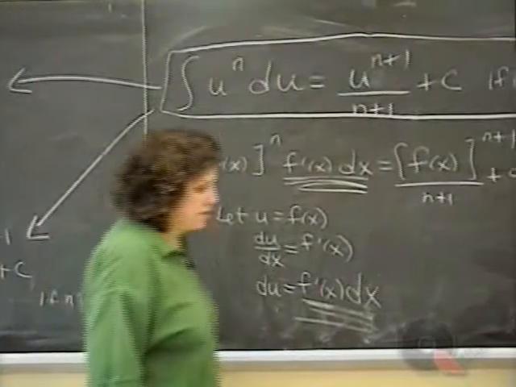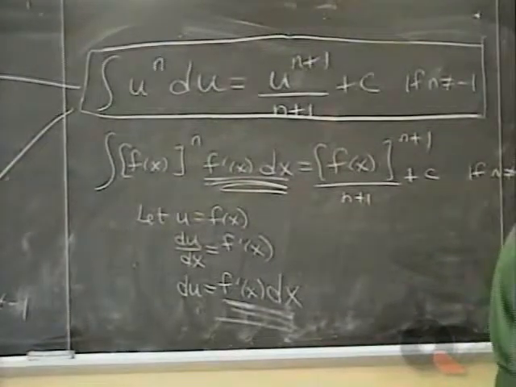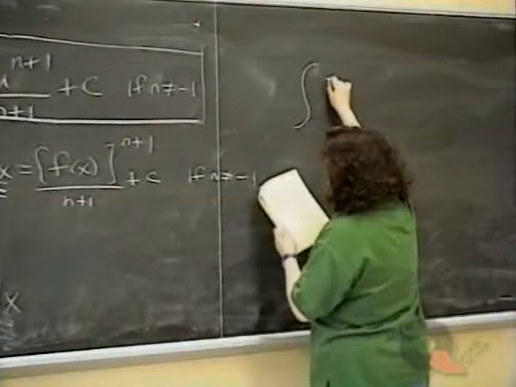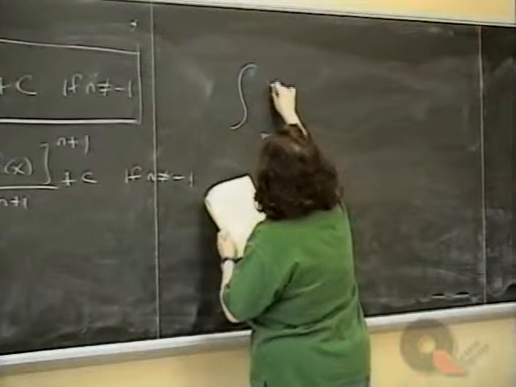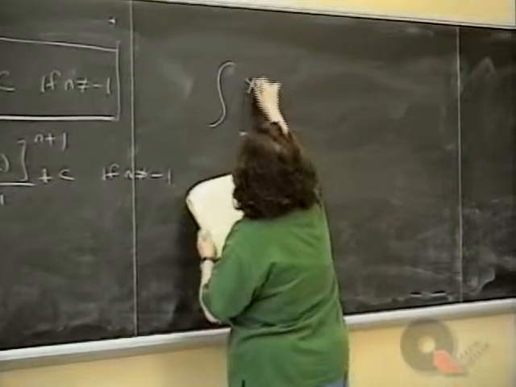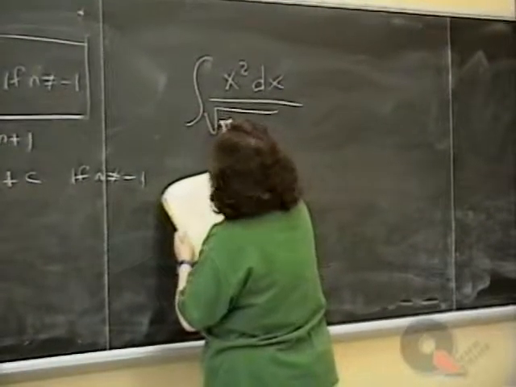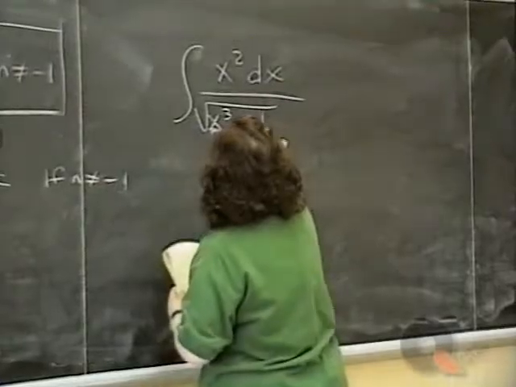Okay, let's try this on one of our problems. Let's say we want to anti-differentiate x squared dx over the square root of x cubed plus 4.